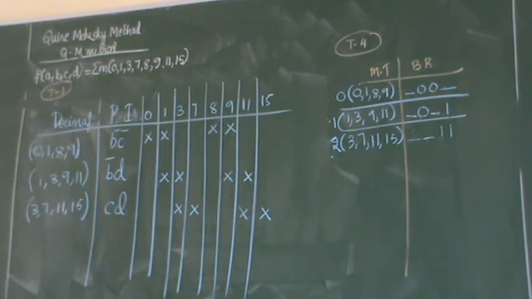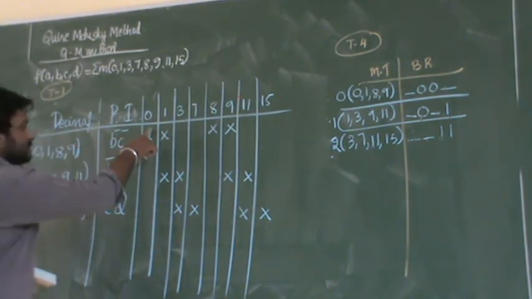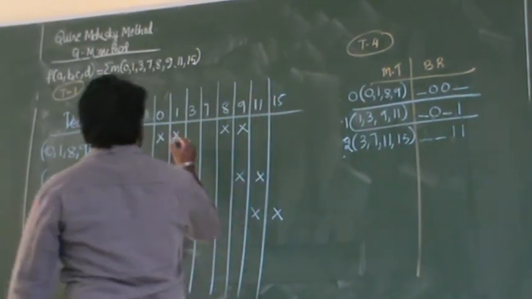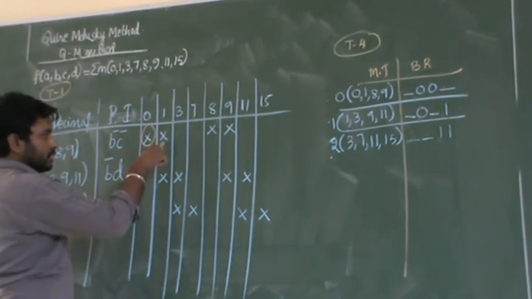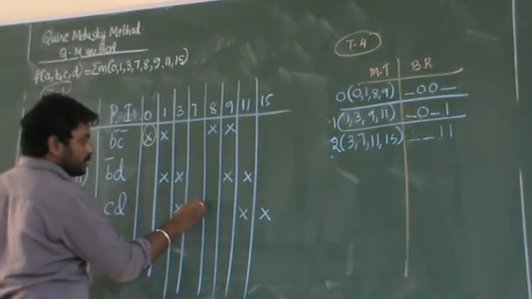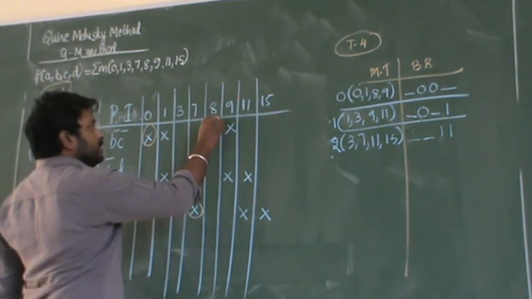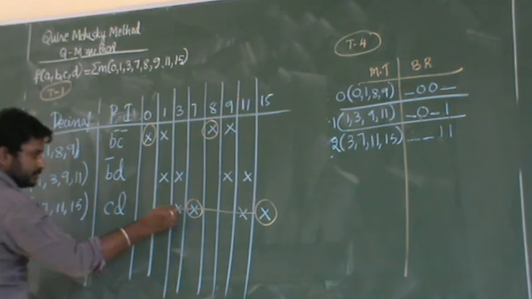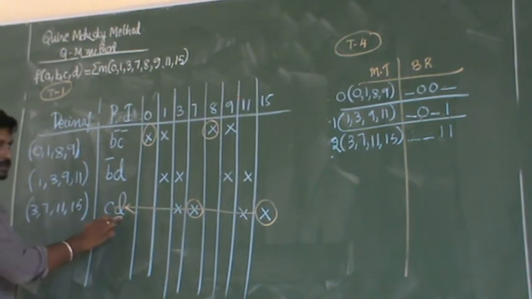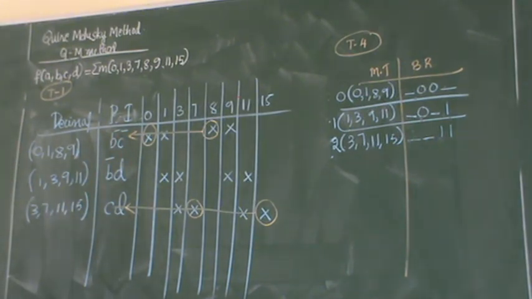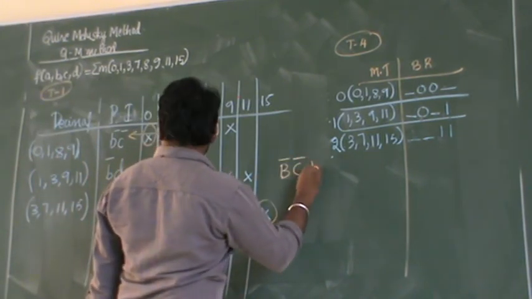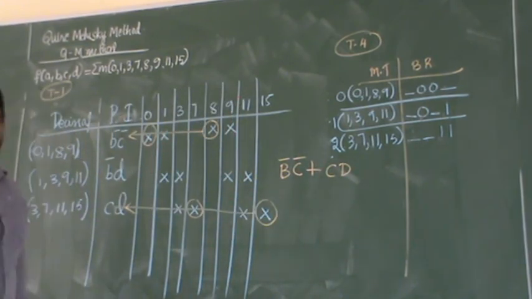So which column has a single cross mark? This column has a single cross mark. So therefore write it like this. And this column has 2 cross marks. This column 2, this column a single one. This has a single one. This has 2, this has 2, this has a single. So I have to take this term and this term as the essential prime implicants. As the essential prime implicants, what is the answer? So B bar C bar plus C D. This is the essential prime implicants.